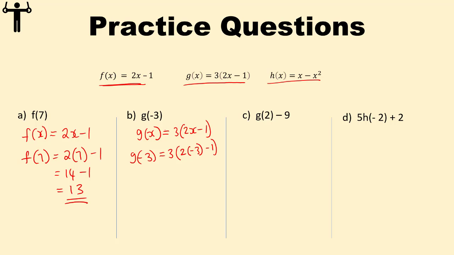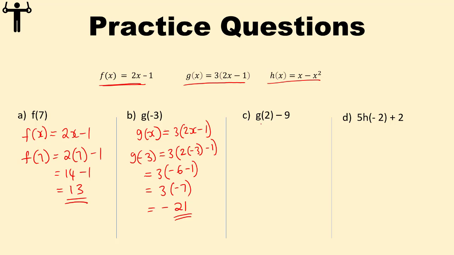We've got 2 sets of brackets going on there, so make sure you close them. So 3 brackets 2 times minus 3 is minus 6, then minus 1. And minus 6 minus 1 is minus 7. 3 times minus 7 is minus 21. And that's the answer.